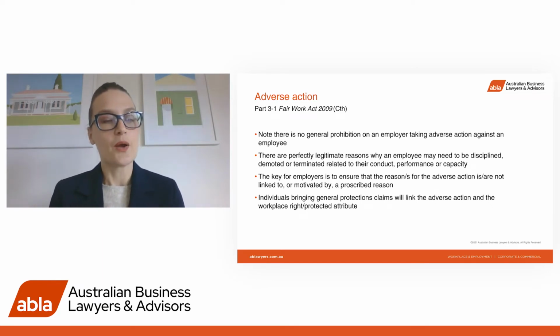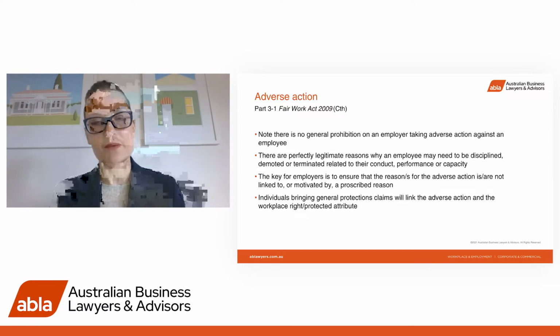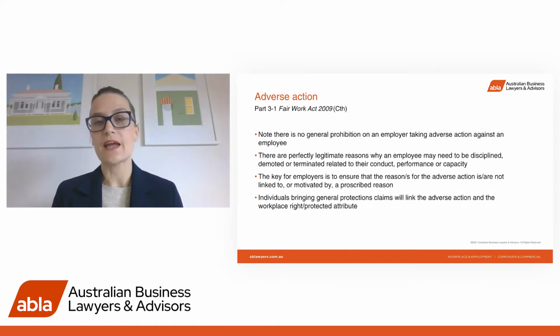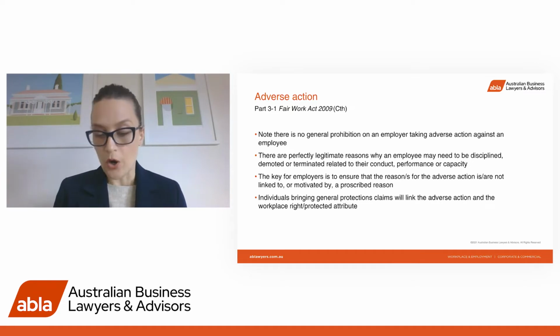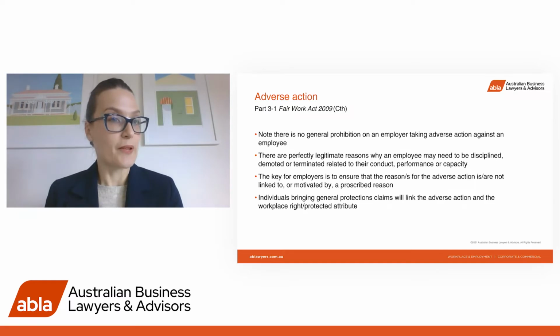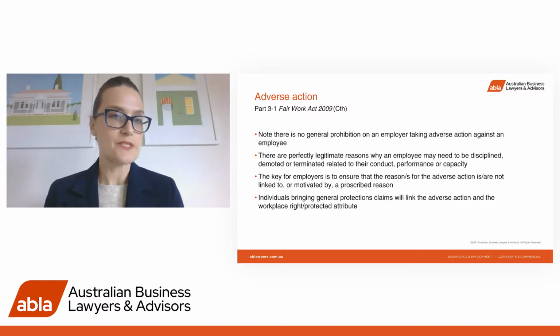And the last dot point on that slide says, and this is just the way that it works, that people who bring general protections claims will always link the adverse action, usually the termination of employment, but it can involve the giving of a warning or something else like that. They'll link that adverse action and the workplace right. So we'll often see employees say, I commenced employment and I raised a complaint against somebody, say for sexual harassment, or I raised a bullying allegation, and a couple of months later I was terminated, or it might be a few weeks later I was terminated.